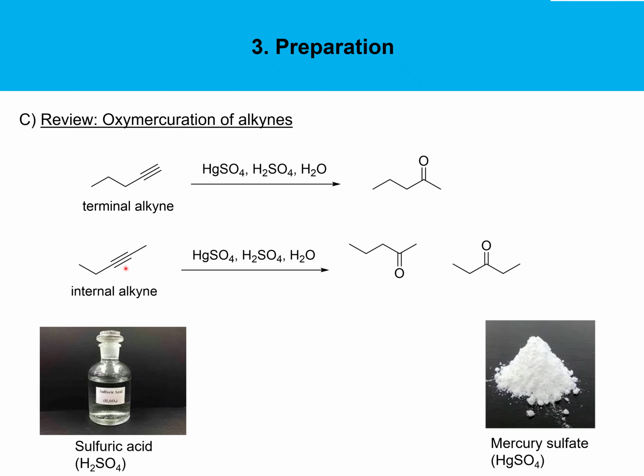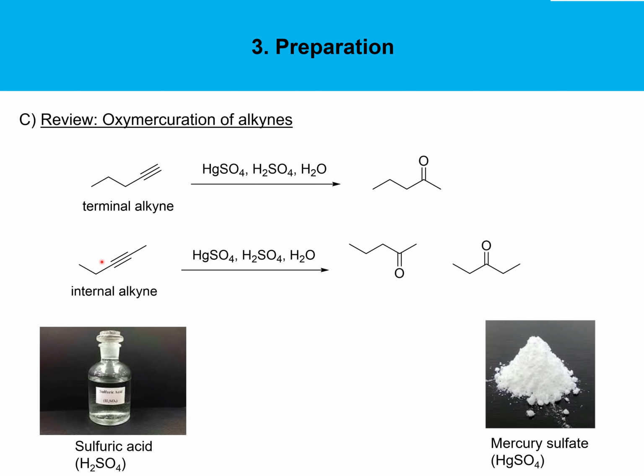However, if we start with an internal alkyne, there is not much of a difference between the carbon on the right and the carbon on the left, even if the two have different size alkyl groups. For the most part, there won't be enough of a difference. And as a result of oxymercuration, we'll end up with two different ketones, resulting from adding the carbonyl on the left side or the right side.